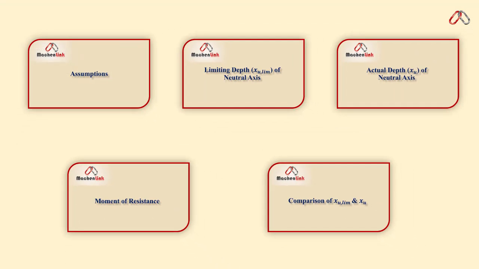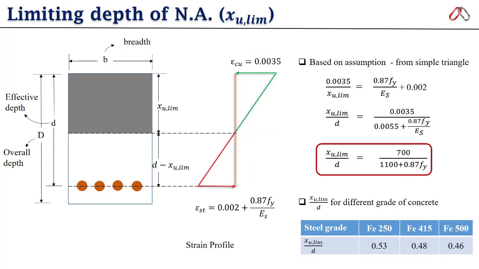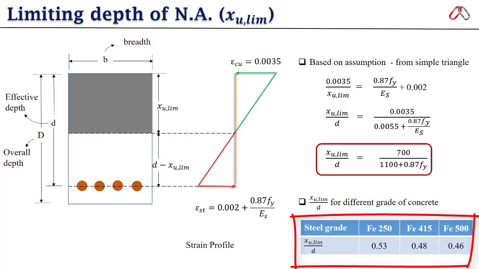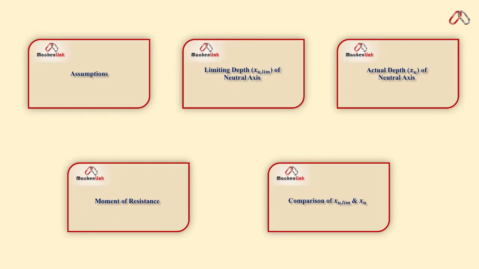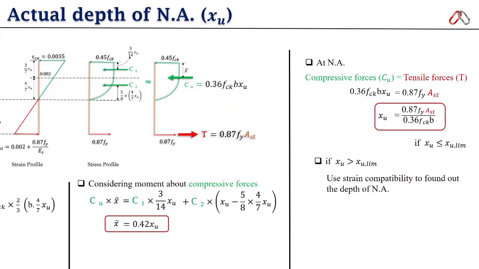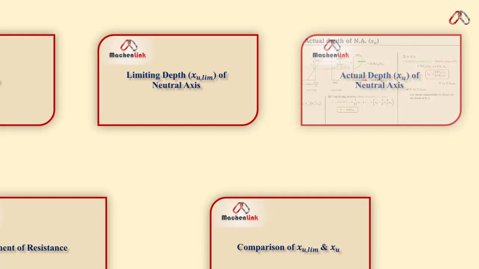Then the limiting depth of neutral axis, that we can find out using this formula, x_u,limit upon d equals 700 upon 1100 plus 0.87 fy, or alternatively we can use this table to find out the limiting depth. Then the actual depth of neutral axis, that we find out using the formula x_u is equal to 0.87 fy Ast upon 0.36 fck b. The condition of this formula is that x_u should be less than or equal to x_u,limit. Otherwise, we can use strain compatibility to find out the depth of neutral axis.